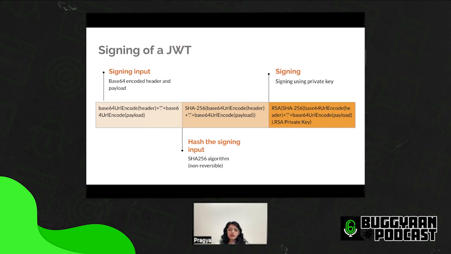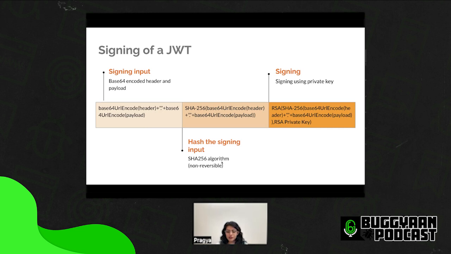Let's see how the signature part of the token is created. First of all, we create a signing input, that is the base64 encoding of header and payload. So we take the header, we encode it, we put a period in between, and then we take the payload and base64 encode it. This will be my signing input. Once I get this string, I will hash it. I'll use the SHA-256 algorithm for hashing it.